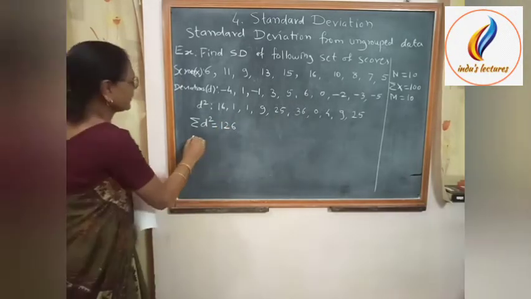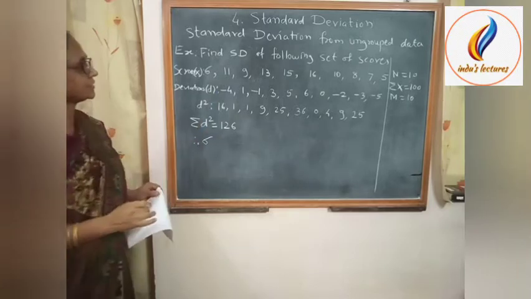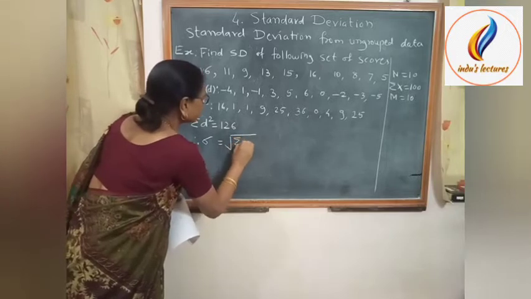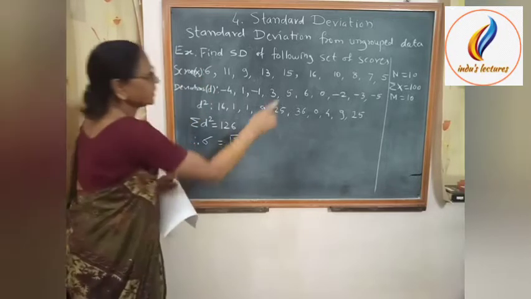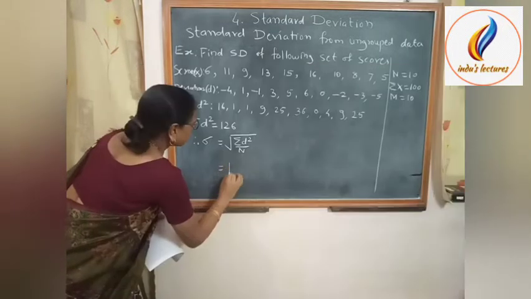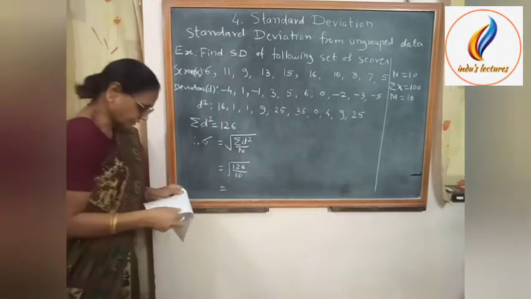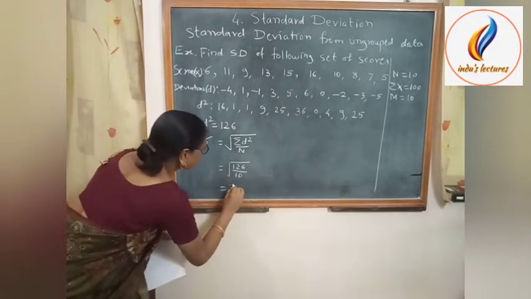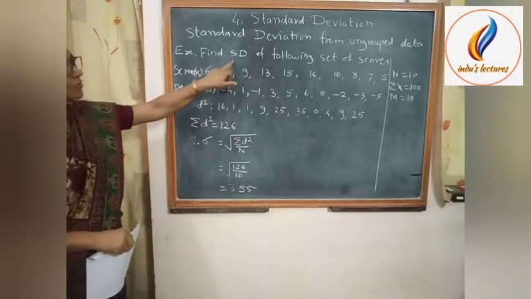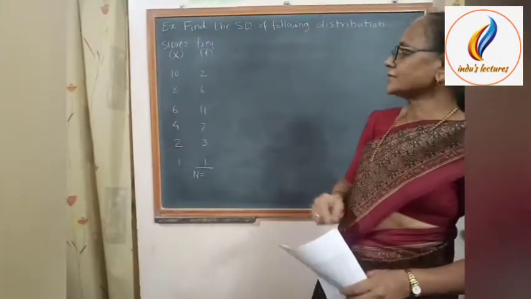Therefore our standard deviation, sigma or SD, is equal to the square root of summation d square upon n. Here n is equal to 10 and summation d square is equal to 126. So it is the square root of 126 upon 10, which is equal to 3.55. That means the standard deviation of the given set of scores is 3.55.